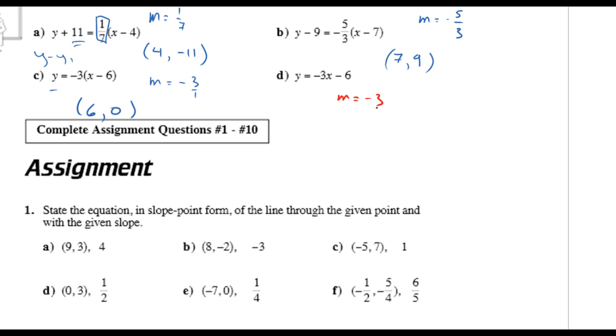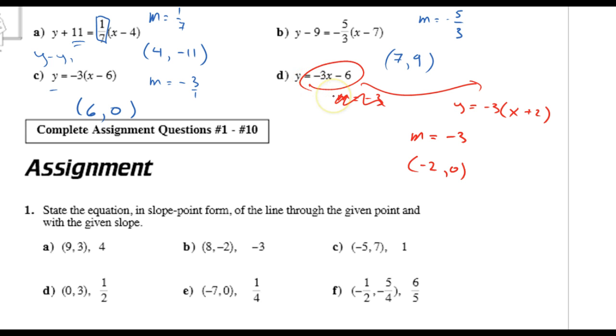And actually, I made a mistake. Be careful, because I need my bracket here. So let me go ahead and do it over here. I first need to factor out that -3 to get x plus 2, and only then can I go ahead and complete my slope. So my slope is indeed -3. However, my point is going to be -2, 0. Just be careful with that. If you don't have a bracket, you need to factor out the 3 to get a bracket.